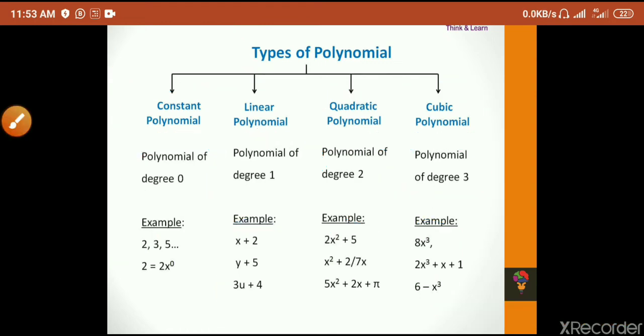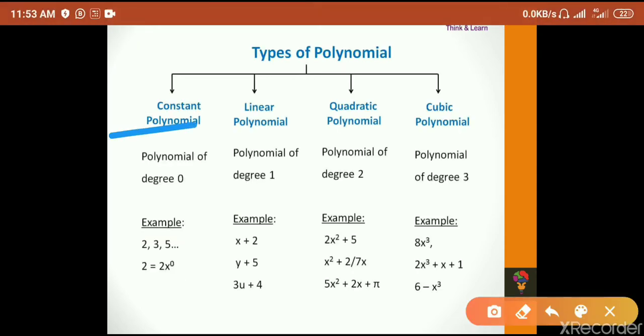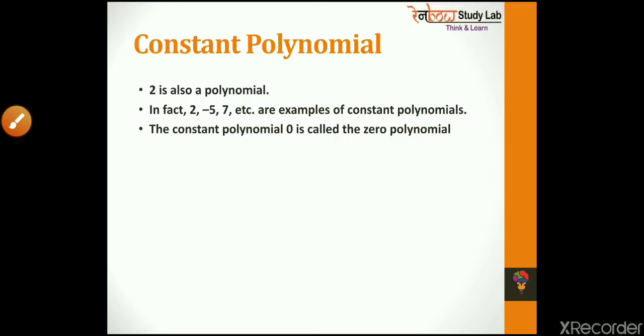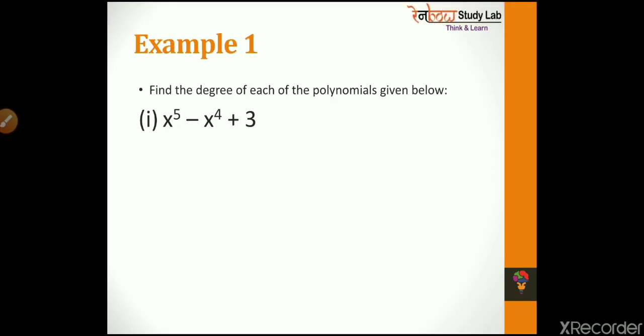I hope I'm clear. Constant polynomial, degree 0. Linear polynomial, degree 1. Quadratic polynomial, degree 2. Cubic polynomial, degree 3. So this is what you need to remember. Okay, so we'll discuss a few questions based on this topic.